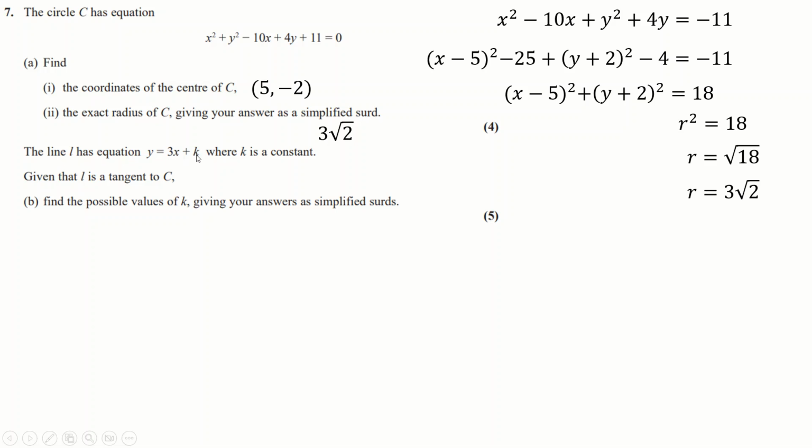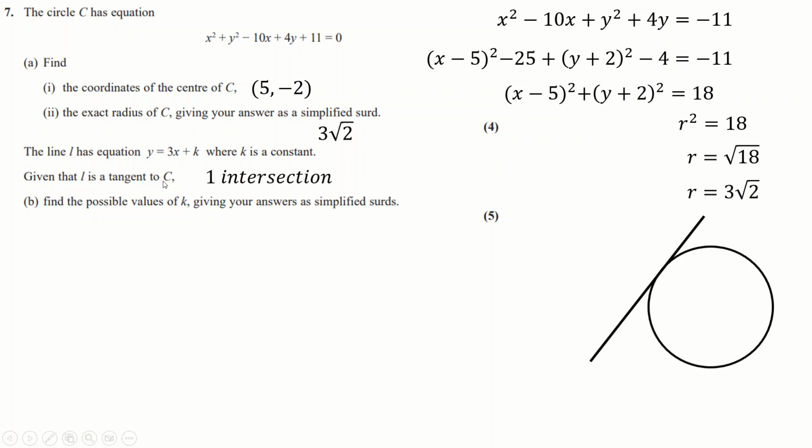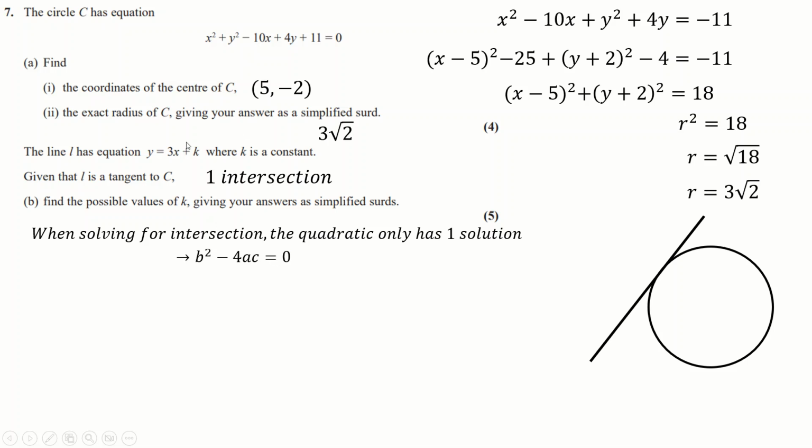Line L has equation this, given L is tangent to C. So tangent to C means it just touches the circle and only has one intersection. Now that means that when you go to solve for the intersection of these two things, you only get one answer, which means the discriminant of the quadratic that you'd be solving is 0. So that's all of our logic here. So let's actually go to do that.